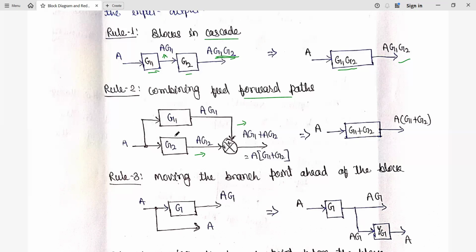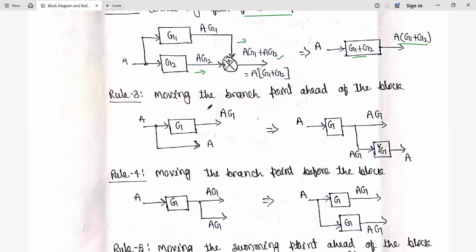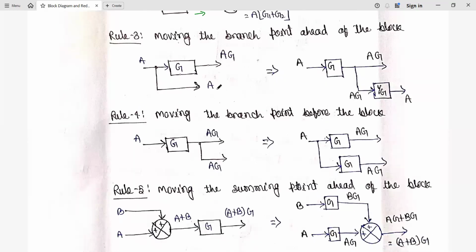Okay, G1 and G2 become G1 plus G2. So what is the output here? A into G1 plus G2, which is the same as what we had earlier with the help of the summing point. So we are combining the feed forward paths here. The direction should be the same. Now the third rule is about moving the branch point ahead of the block.